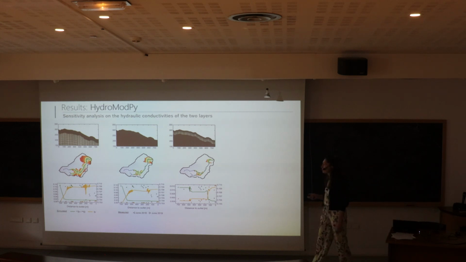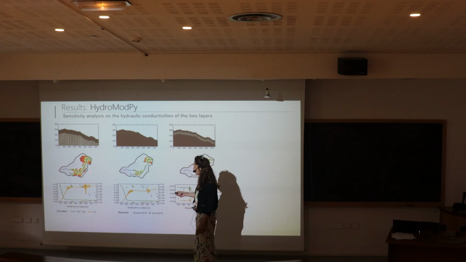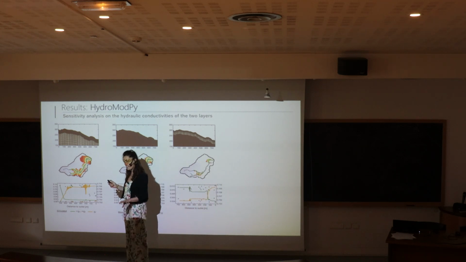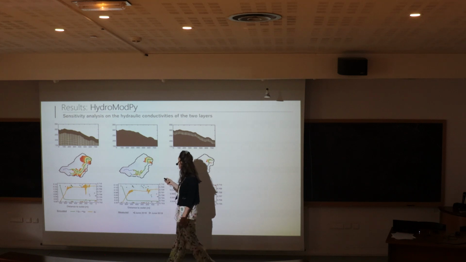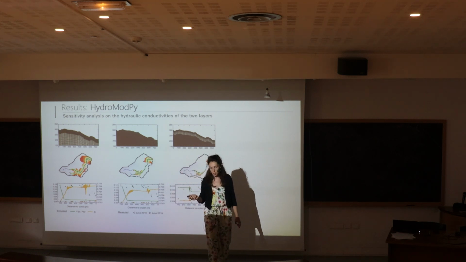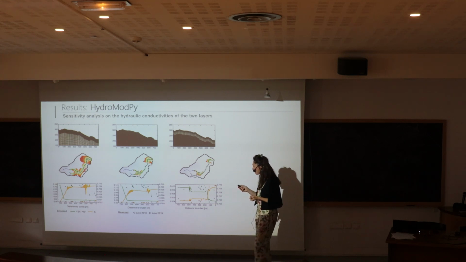So here I'm showing you 3 cases. This one is K1 over K2 below 1, so 0.1. This one is, of course, 1, and this one is 100. For each scenario, we want to see how well we can simulate the river and how well we can simulate the strontium composition in the river. And here are the results.